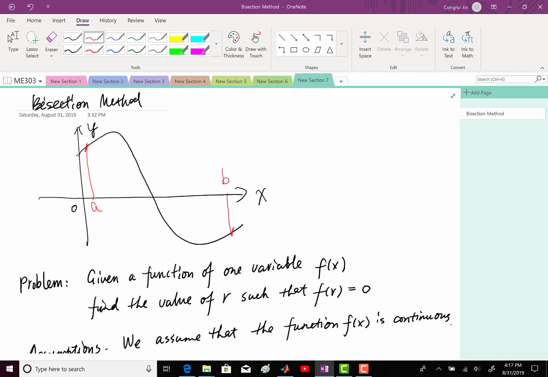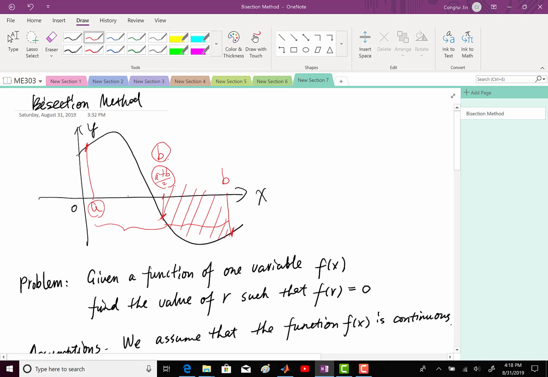We first find the middle point of this interval, which is (a+b)/2, and then evaluate the value of the function at this point. You can see here it's negative. Because f(a) is positive, f(b) is negative, and at this middle point it's negative, we are sure that at least one root is located from a to this middle point. But on the other half, from the middle point to b, both function values are negative, so we are not sure if there is a root. It's possible that there are zero roots in this interval. So we can remove this half, and this middle point becomes the new b.